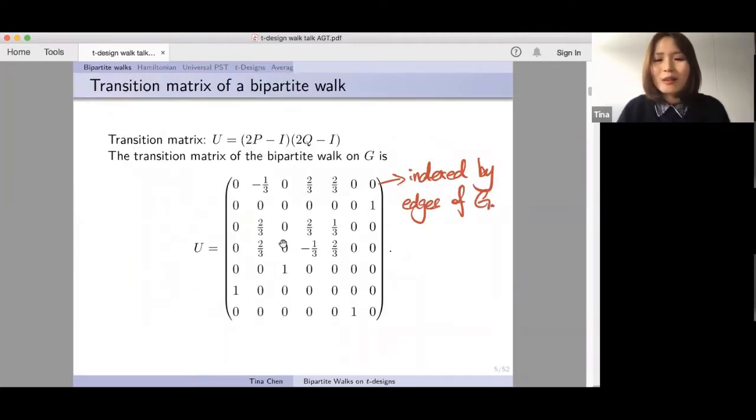Given that we have P and Q as projections, we know 2P minus I and 2Q minus I will be two reflections. So the transition matrix of our bipartite walk will be the product of those two reflections. Here is an example of the transition matrix on the bipartite graph we just showed. Notice that the rows and the columns of our transition matrix are indexed by the edges of our bipartite graph. So in our bipartite walk, our state space will be the edge space of the graph.